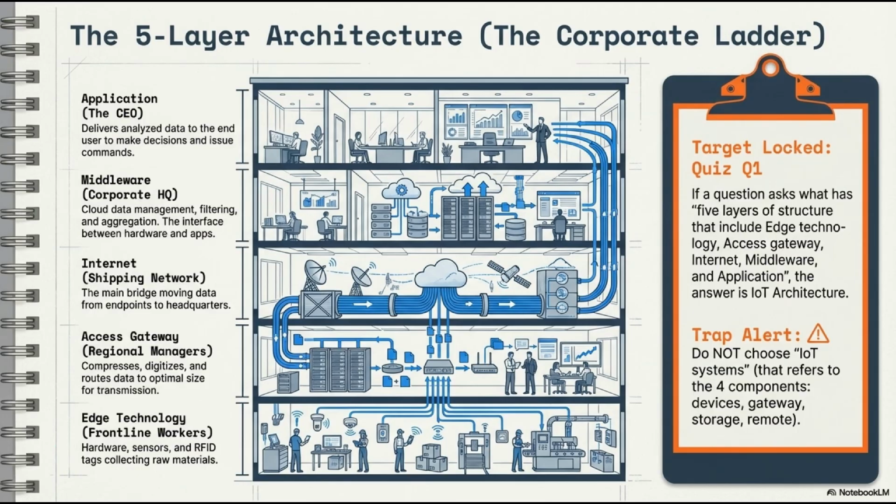So, scenario question 2 for students. If a manufacturer's smart sensors are overloading the cloud with massive uncompressed data files, which specific architectural layer is failing to do its job, and how should it function instead? Well, looking at the ladder, the regional managers are failing. The access gateway layer isn't doing its job. It should be compressing and digitizing that data locally before sending it up to the internet. Spot on.